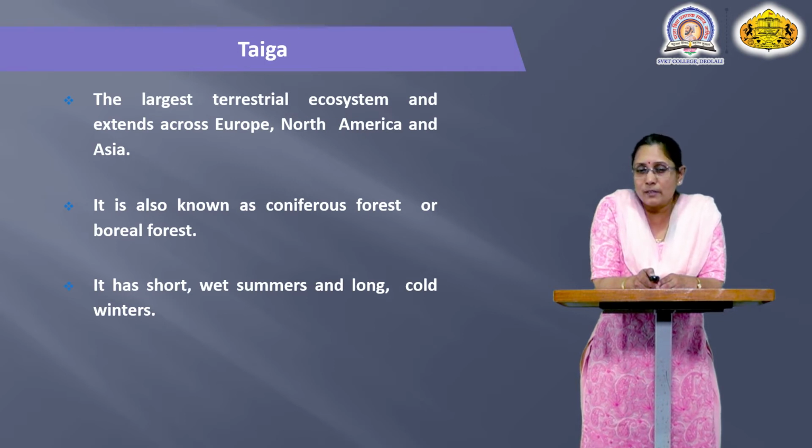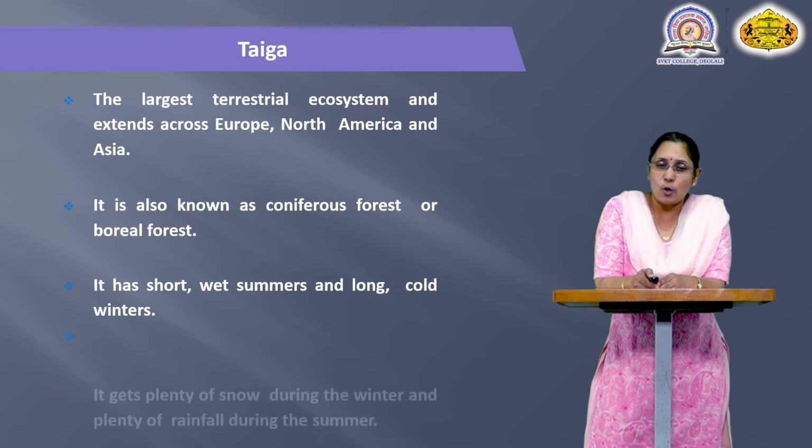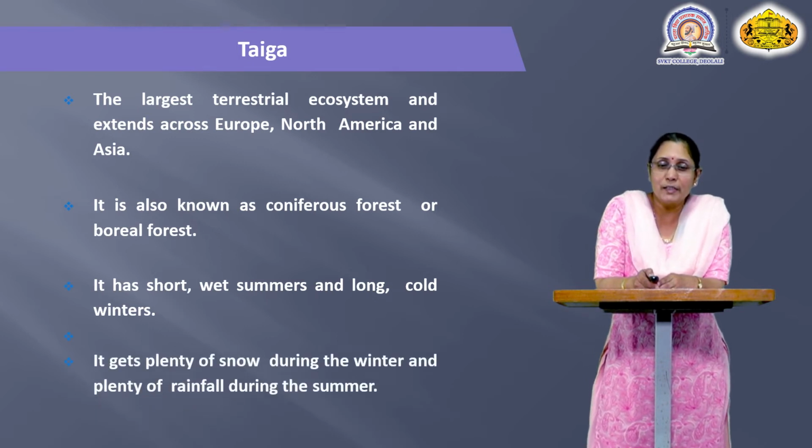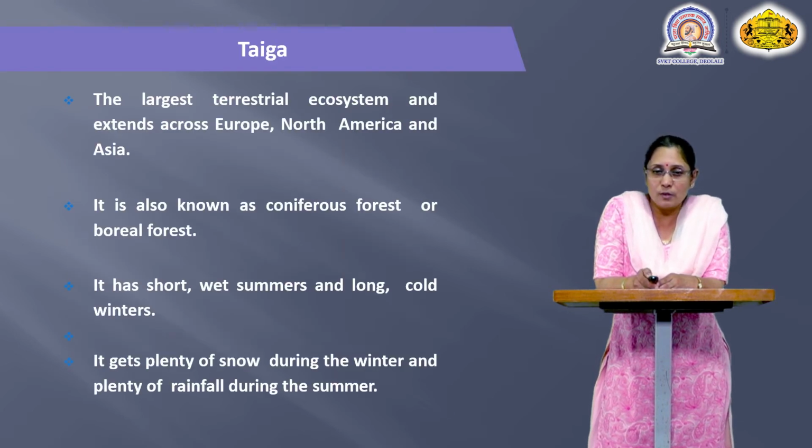Another characteristic feature is that it has short wet summers and long cold winters. Short wet summers indicate what? Here it gets plenty of snow during the winter and plenty of rainfall during the summer. That's why summers are known as wet summers, and cold winters mean plenty of snowfall in this particular region, that is taiga. This is the picture of taiga where you can see all these features, wet summers, long cold winters, etc.